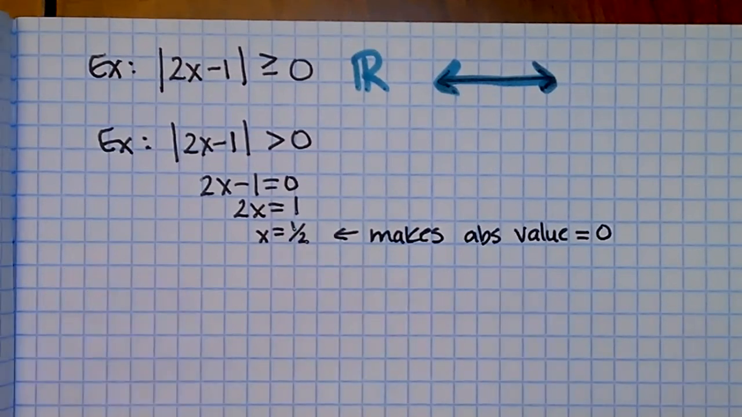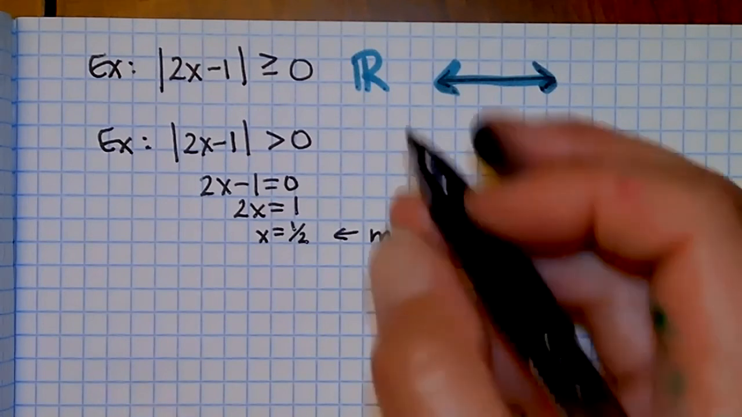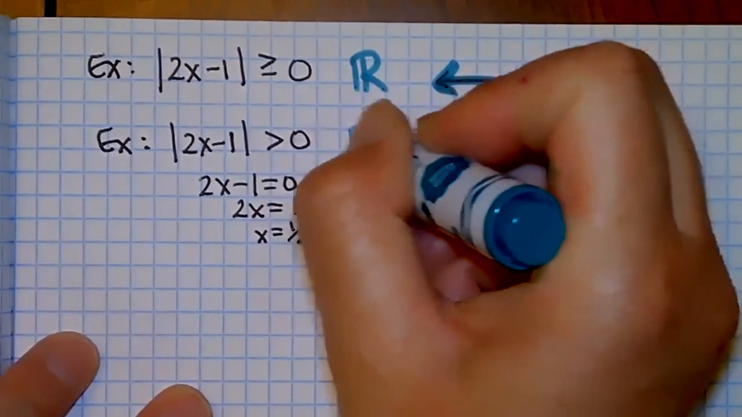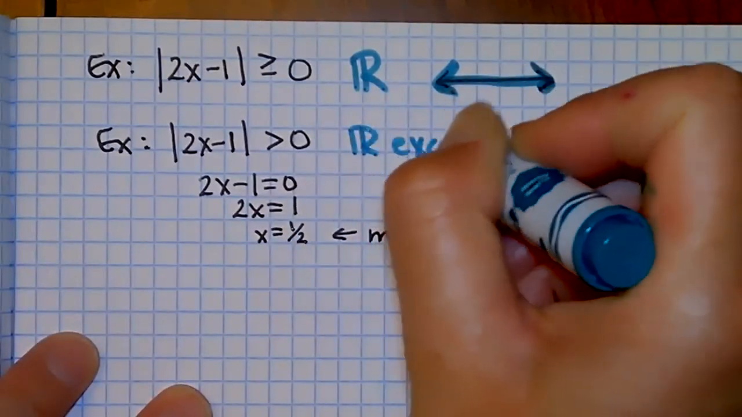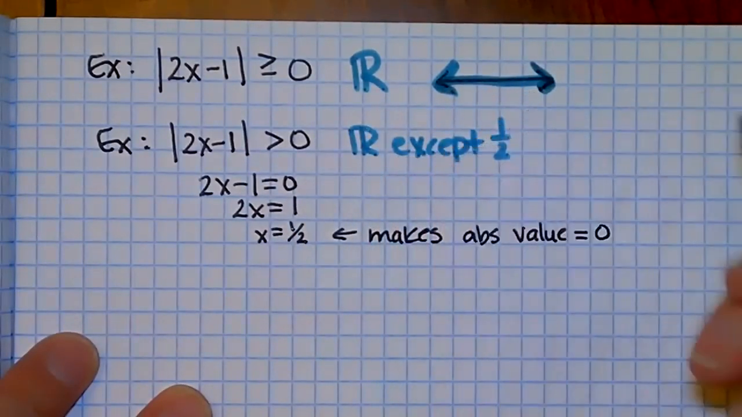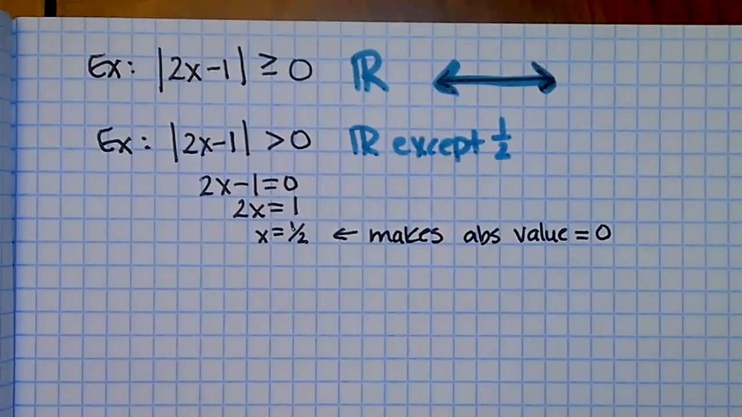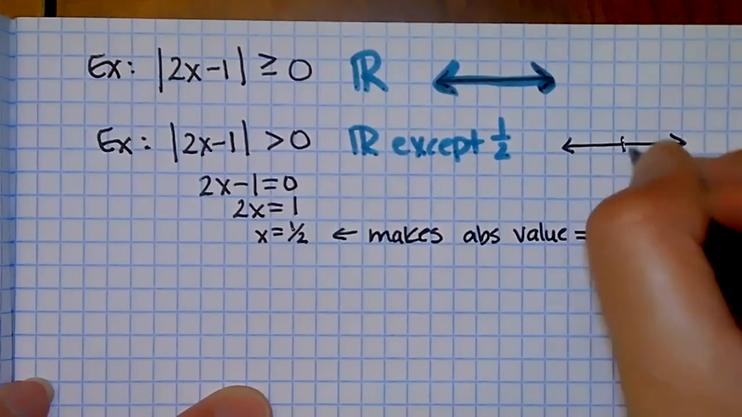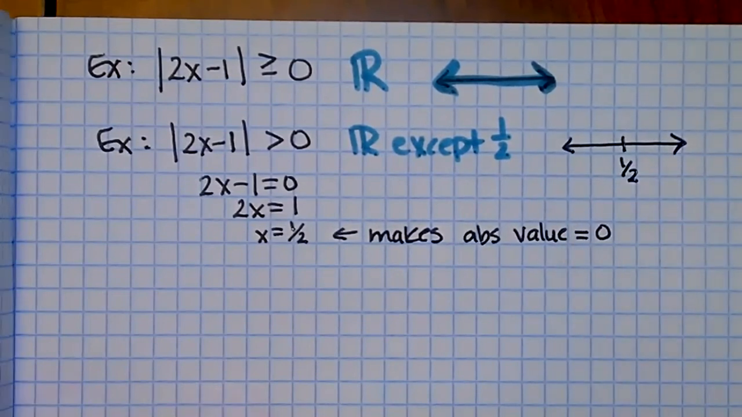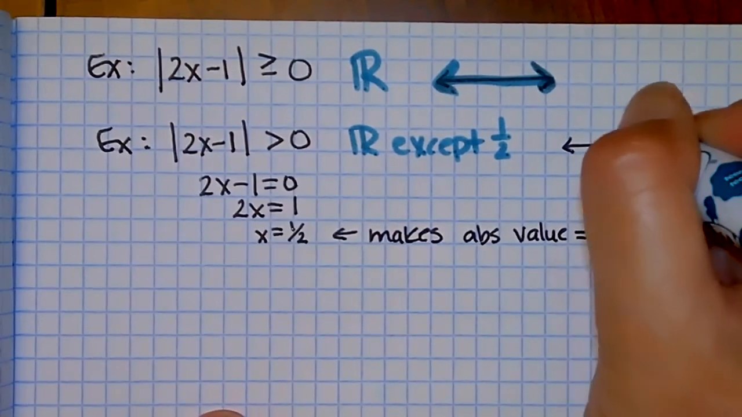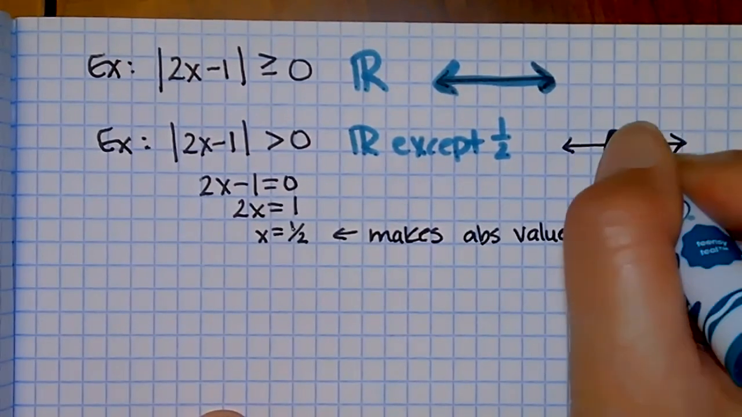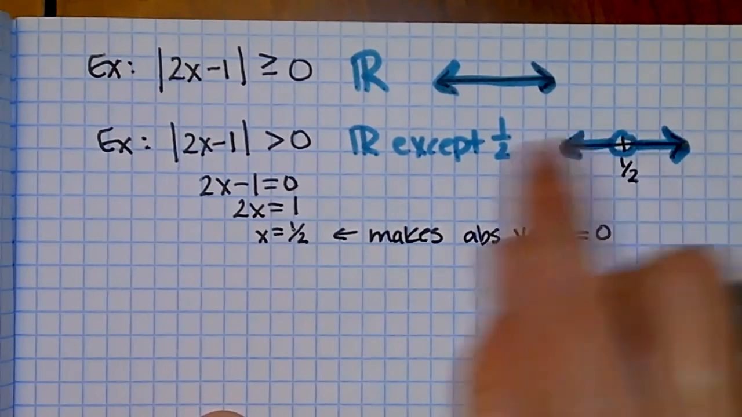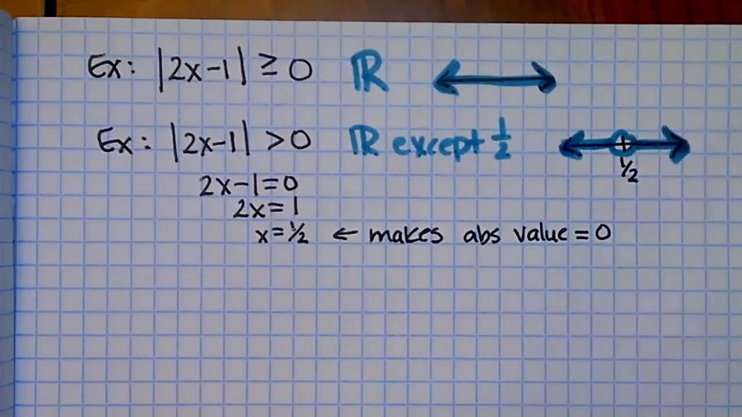So my answer is going to be all real numbers except 1/2. That's really what's happening here. Now, I'm going to write it as an inequality in a second, but I'm going to have 1/2 on my number line. It's not included. It's going to be an open circle, and I'm going to shade everything in this direction and everything in this direction. It's literally everything except for 1/2.